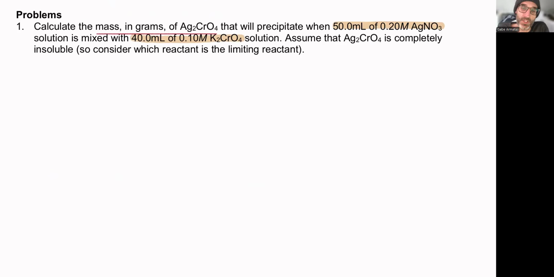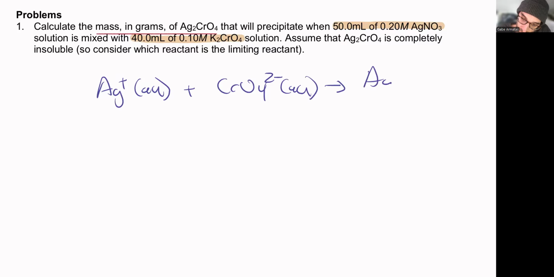So essentially what this is asking is, if we ran a reaction where I combine together silver and chromate, we know that it's going to form a solid, and we know it's two silvers to one chromate. So this is the reaction that's being run here. And this is really a limiting reaction problem. This is a stoichiometry problem with solutions. We're trying to determine how much silver chromate would be produced by the presence of these things.